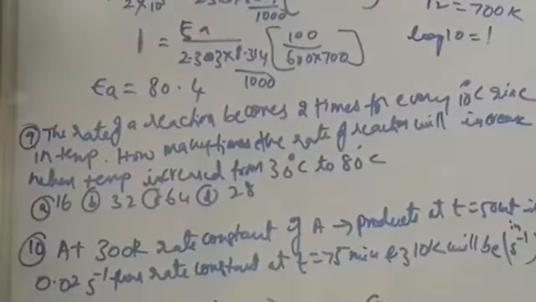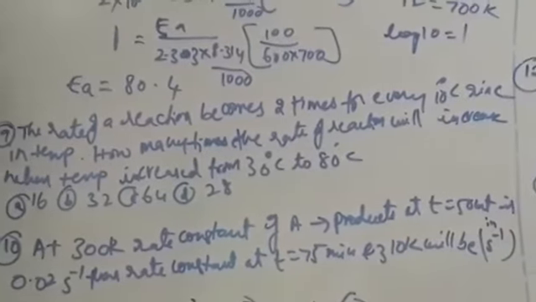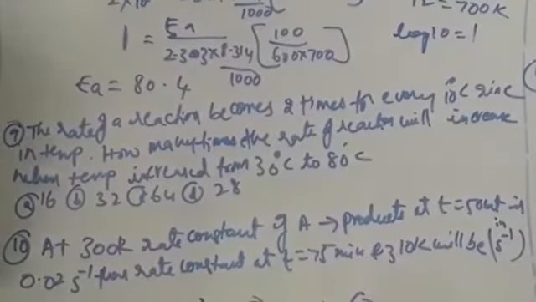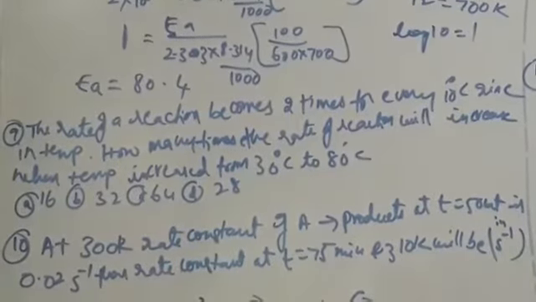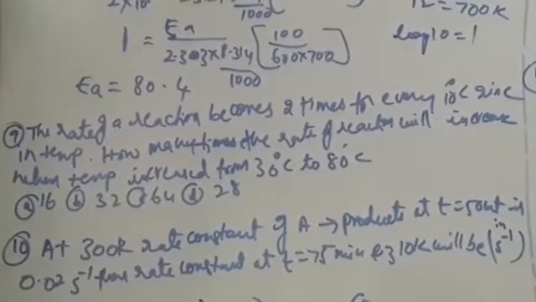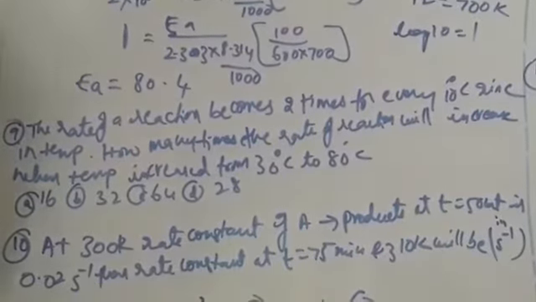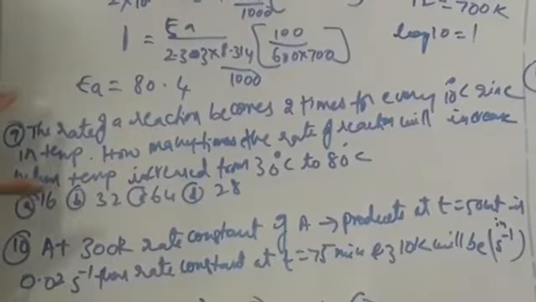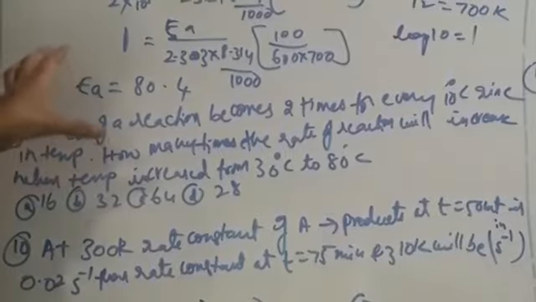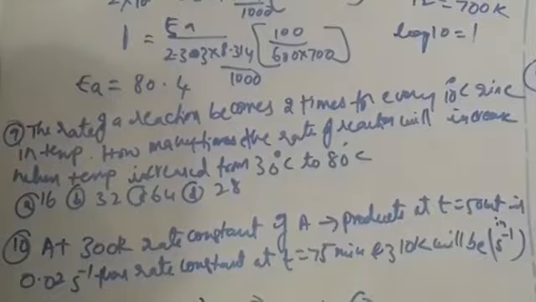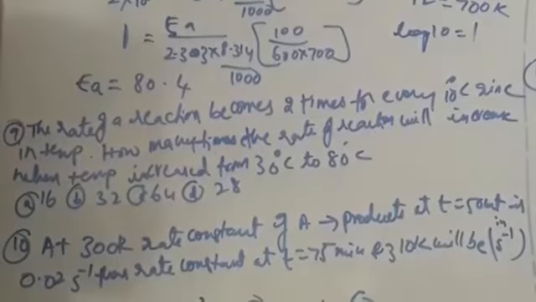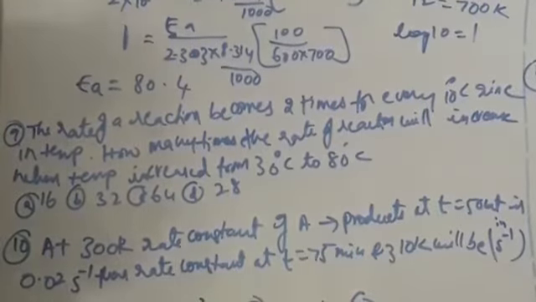Okay. Next. The rate of a reaction becomes 2 times for every 10 degrees centigrade rise in temperature. How many times will the rate of reaction increase when the temperature is increased from 30 degrees to 80 degrees? Okay. So you know that for every 10 degrees rise of temperature, the rate of reaction becomes double.